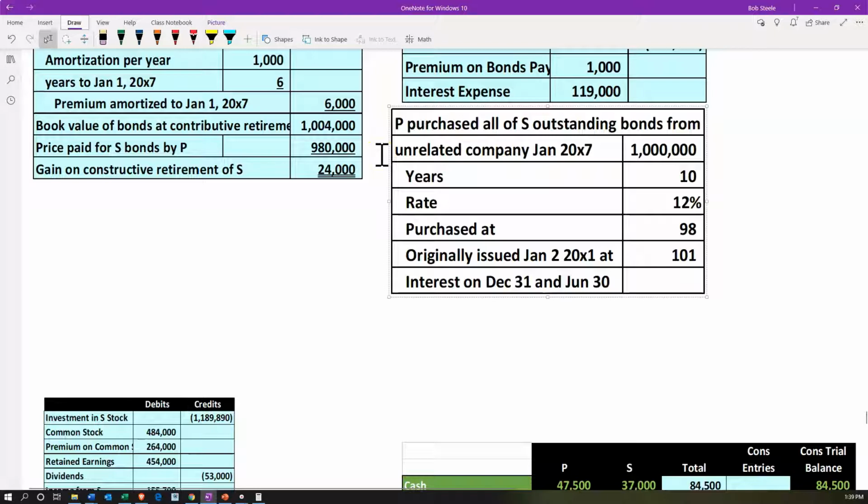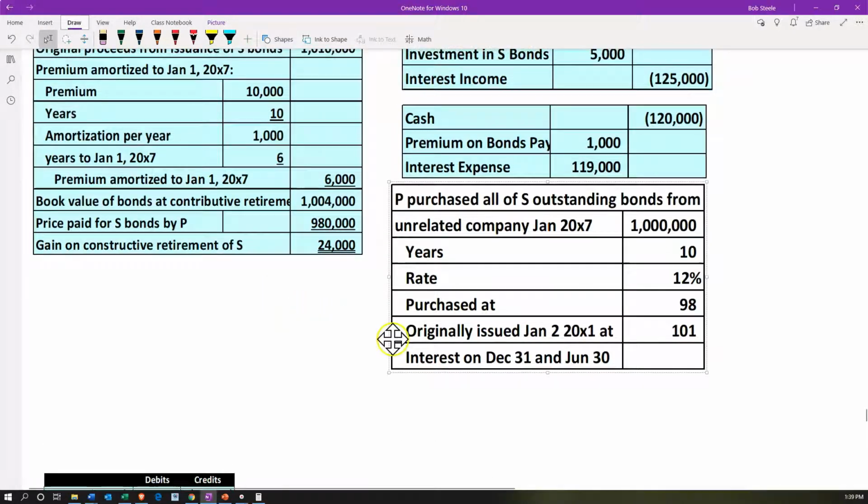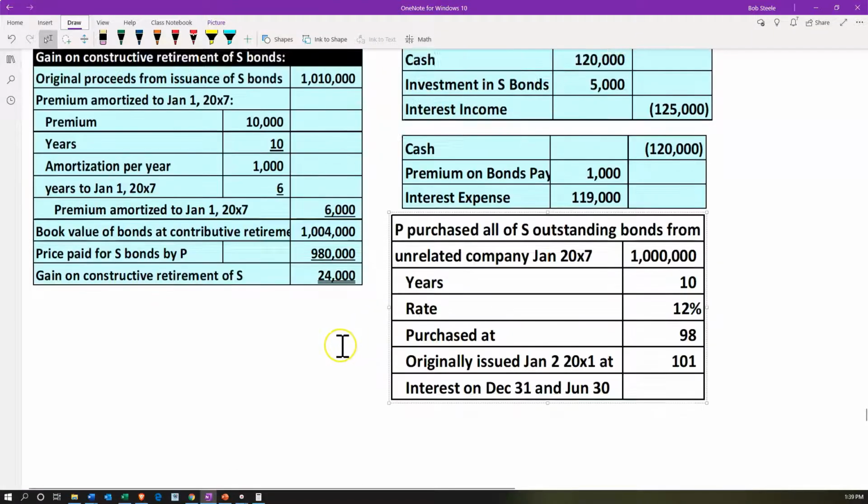So S issued them, and then P purchased them from a third party at a later point in time. So face amount 1 million, and then the years are going to be 10. The rate was 12%, and they purchased at 98. That's what P purchased them at, but they were originally issued at the 101. Originally issued at a premium. The interest is on December and January. In essence, the interest is as of the end of the year, so we don't have that accrual kind of issue.